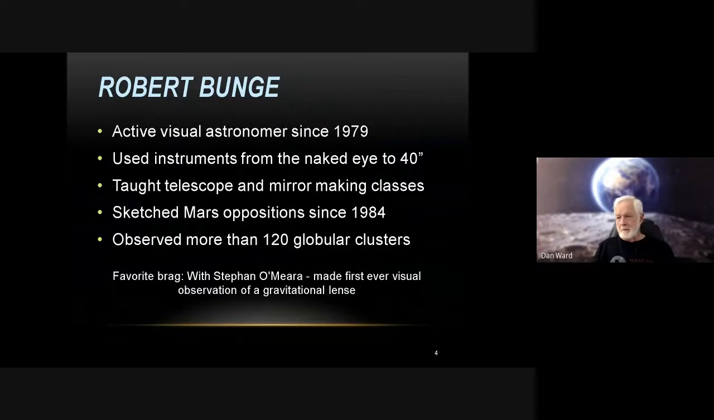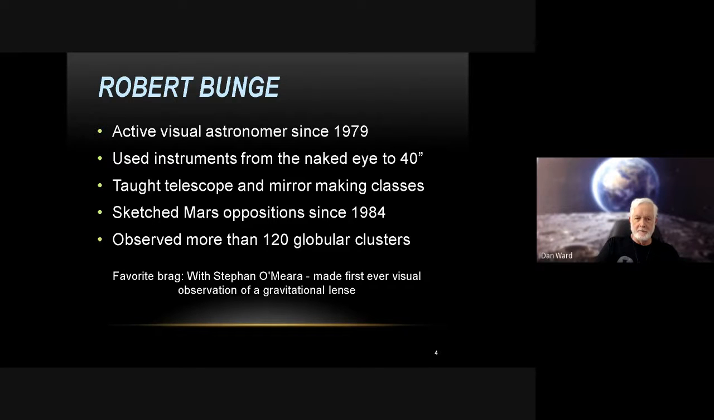I'll just say a couple of words about Bob. Most of you that are members of NOVAC are familiar with him by reputation, at least. He's been an active visual astronomer, and I'm not going to read this verbatim word by word, but he's been doing this for a while, and he's used a heck of a lot of variety of instruments. Some of us have seen his telescope and mirror making classes, and I'm very impressed by his Mars opposition drawings. And he's certainly observed a lot more globulars than anybody else I know.